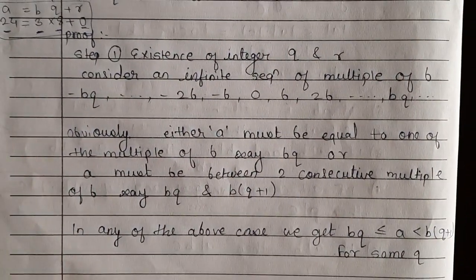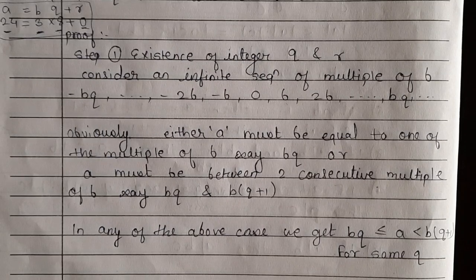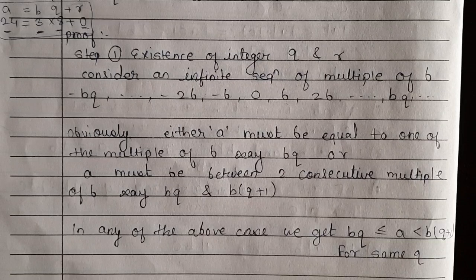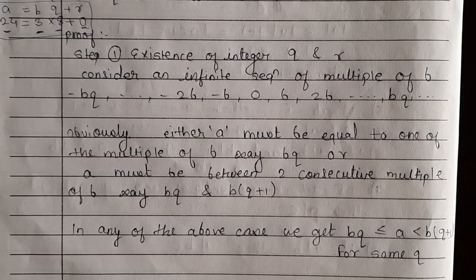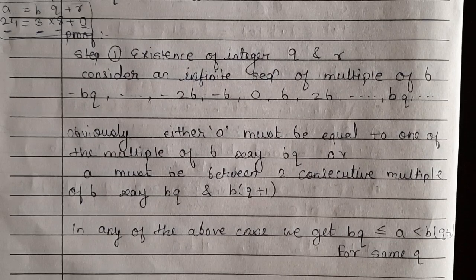Now see here, first what we do is we consider an infinite sequence of multiples of b. Let me take an example. You have to write it. Take a pen and paper so that you will understand it better when I explain.